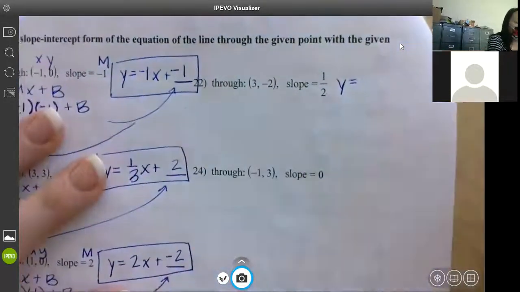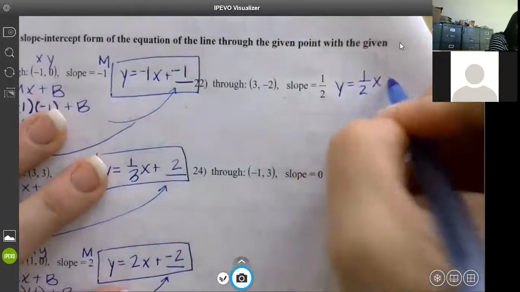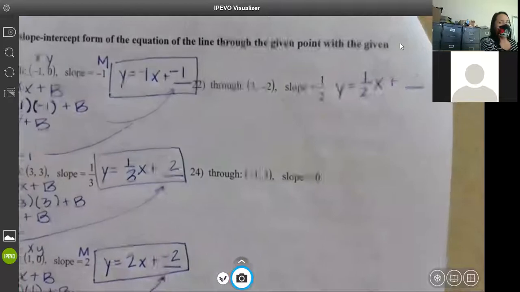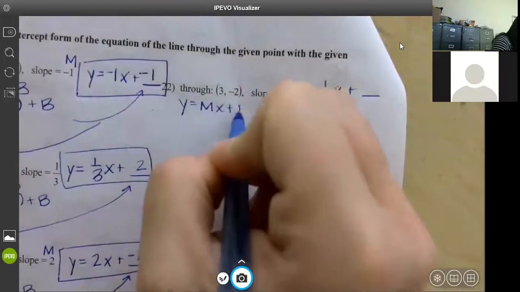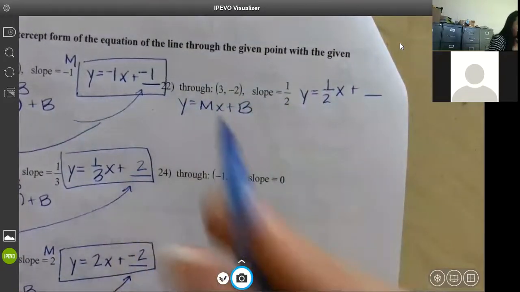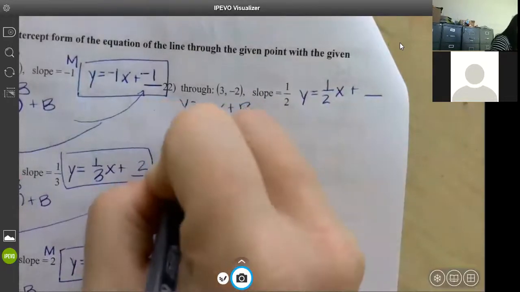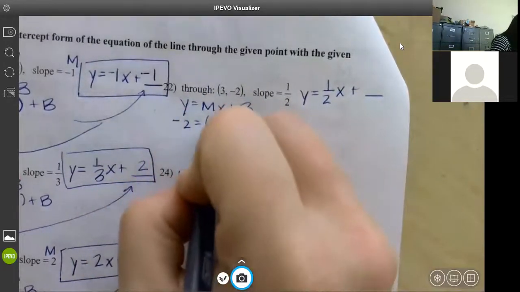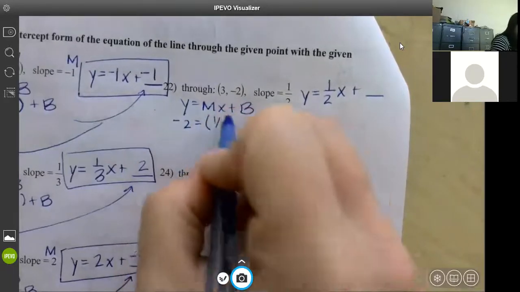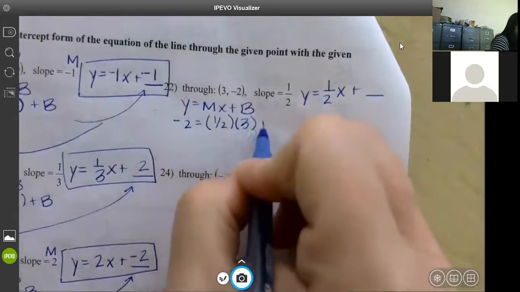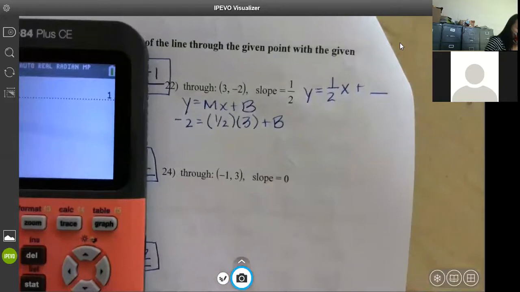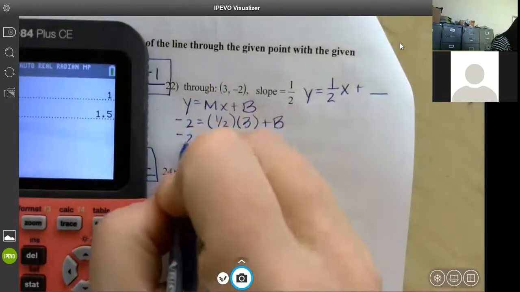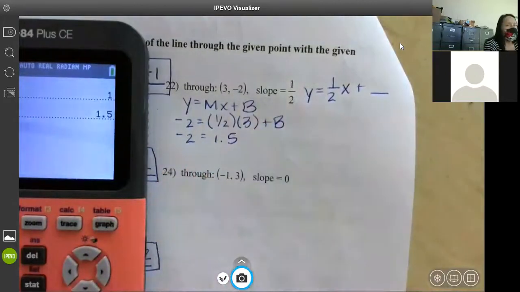What is my equation going to start with? Y equals what? 1/2x, and then we have a plus blank. Don't forget to put your x on there. Okay. Do your equation. What's your y coordinate? Your m? 1/2. Your x coordinate? And then plus b. I'm going to use my calculator. 1/2 times 3. And I get 1.5.